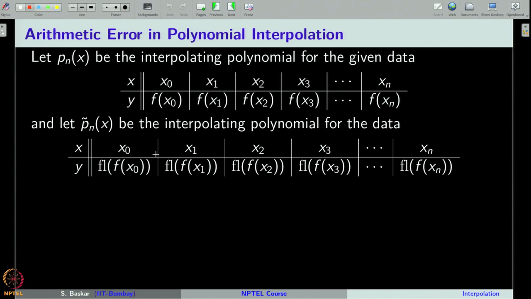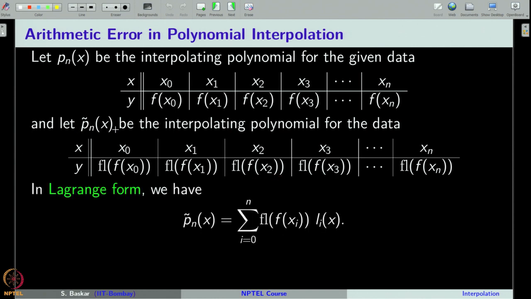Say, for instance, if you are generating the data set from a function by giving only the nodes, even if we choose our nodes in such a way that there is very little arithmetic error, even then, when the computer evaluates the value of the function at a node point, it tends to make arithmetic error, right? That we generally denote by fl of f of x, right? Therefore, the interpolating polynomial that the computer gives for the data that it considered will be different from Pn of x, and we are denoting it by Pn tilde of x.